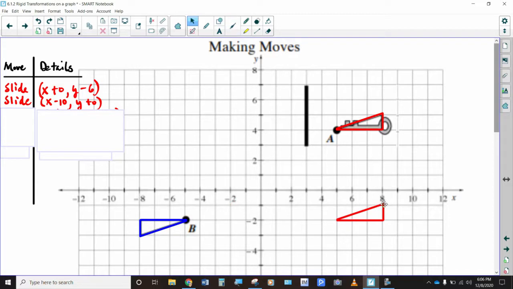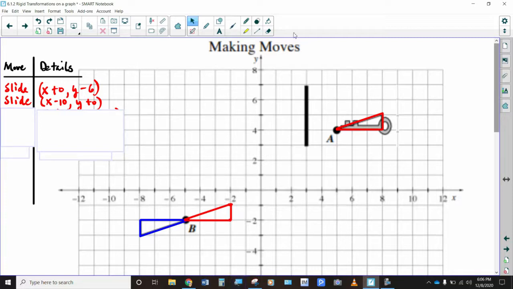Now, let me actually go back to where I was before for a second. Notice that this triangle has 3 different points, 3 vertices. Each one of those vertices moves the same distance. Every one of them moves 10 units to the left. So if I were to actually draw those points in, this point would go 1, 2, 3, 4, 5, 6, 7, 8, 9, 10, and would stop here. This one would stop in the same location, and this guy goes 1, 2, 3, 4, 5, 6, 7, 8, 9, 10.